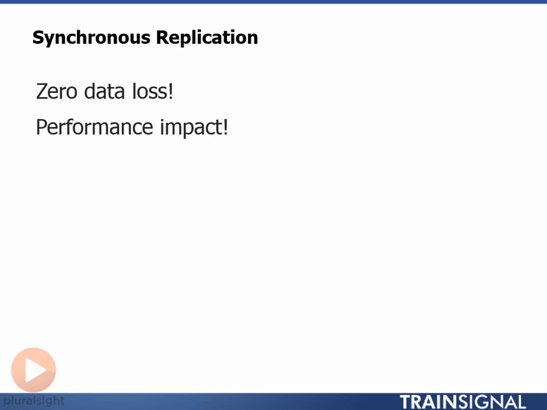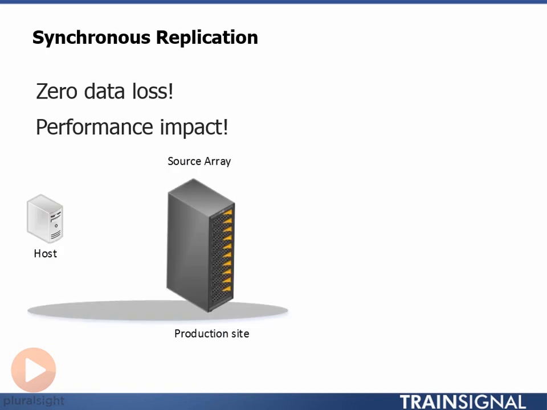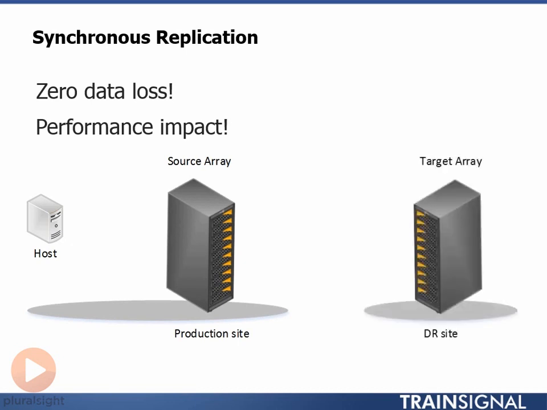Let's take a look at how it works. We'll start out with our main production site with a single host and a single storage array. We're just going to keep it nice and simple for this example. Now let's add in a second site. We'll call this our disaster recovery site, or DR site for short. And to keep the picture simple again, we only show a storage array at our DR site, but in reality we'd need hosts and applications there too.